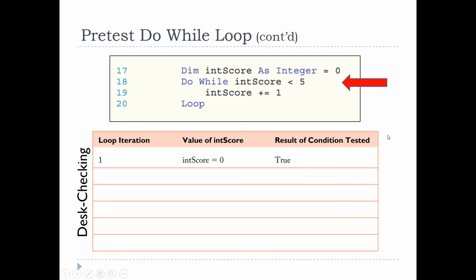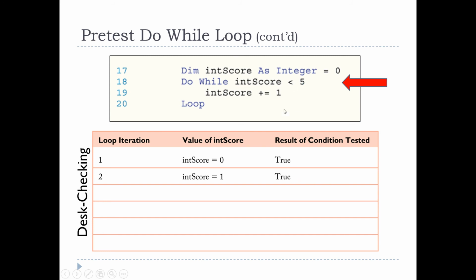Okay, so for example, in this case, the first loop here, we set the int score to be 0 because we primed it to be 0. And you test the condition here. In the first loop, the int score is 0. The result of this condition is true because 0 is less than 5. Then we run the loop, and then we increment the int score to 1. So we go back to line 18.